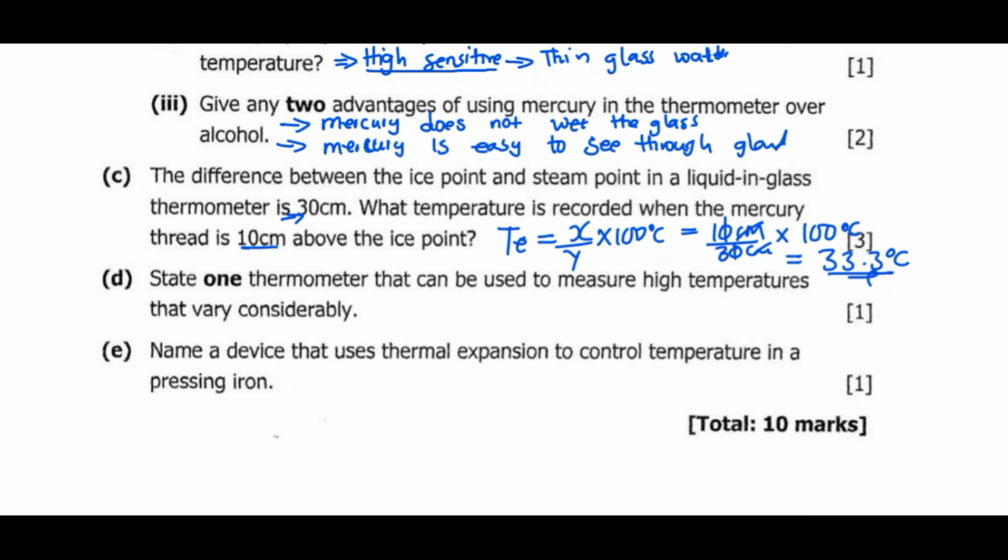Then state one thermometer that can be used to measure high temperatures that vary considerably. This is a thermocouple thermometer. This one can measure very high temperatures. Name a device that uses thermal expansion to control temperature in a pressing iron. It is a thermostat.